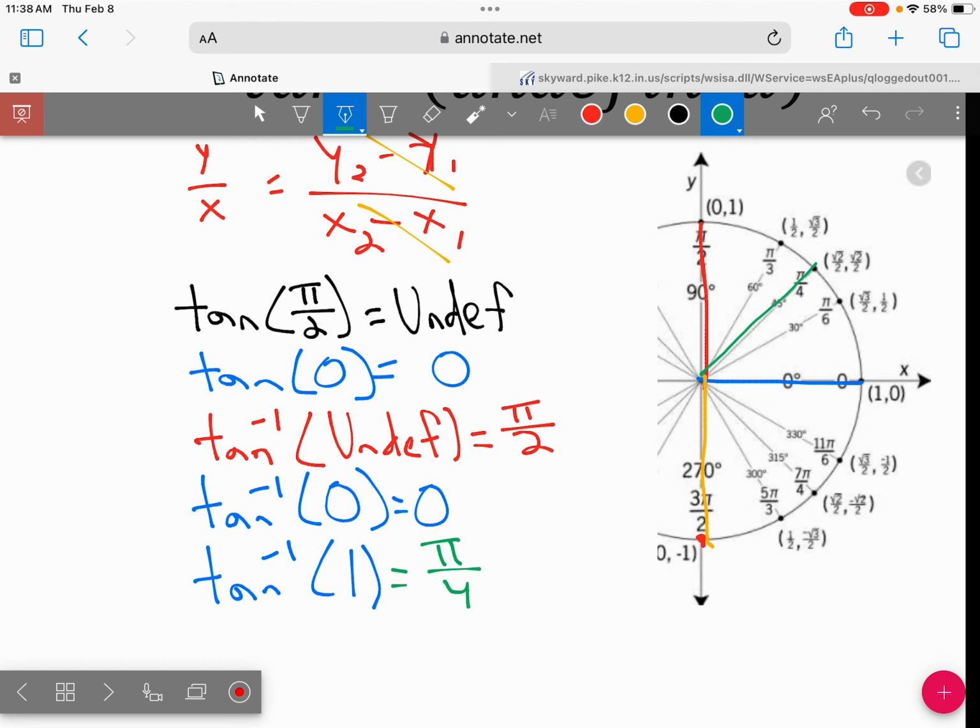Because if you look at it, that blue line, that horizontal line, slope is 0. That green line, slope of 1. And that red line is an undefined slope. So now that leaves us 2 values, pi over 3 and pi over 6.